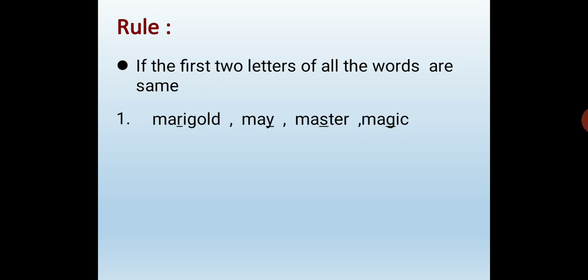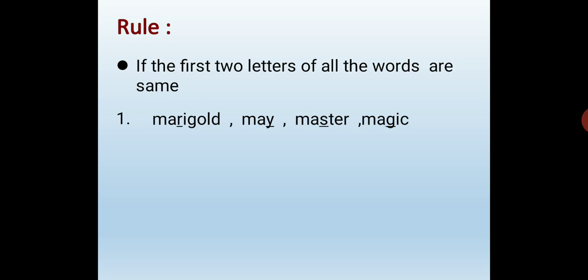Just read these four words: marigold, May, master and magic. Whenever you read the words, you have to observe how many letters of the words are same. Can you observe the first letter of all the words are same? Yes. Then we move on to the second. Now observe the second letter of the words. Are they same? Yes, they are same. So now we get that the first two letters of the words are same. Now what can we do and how do we arrange these words in alphabetical order?